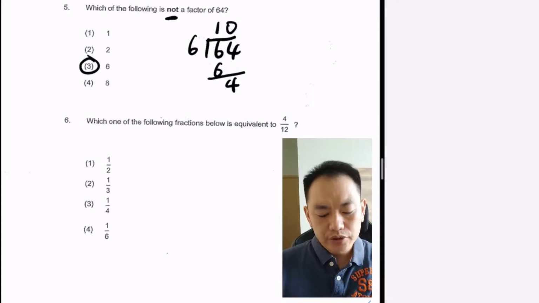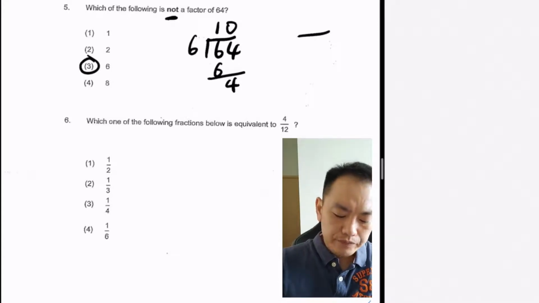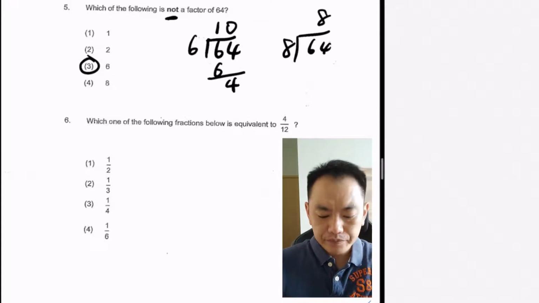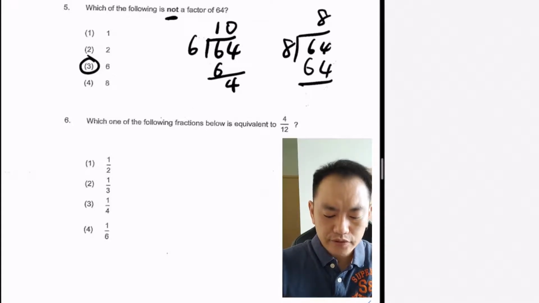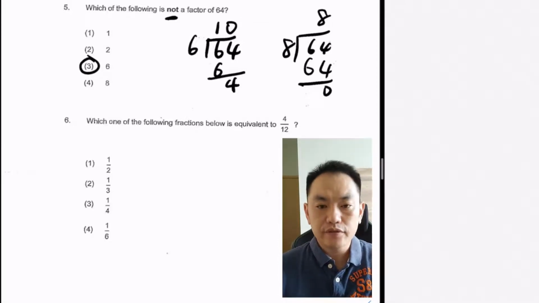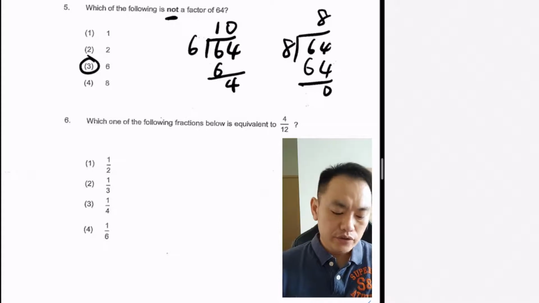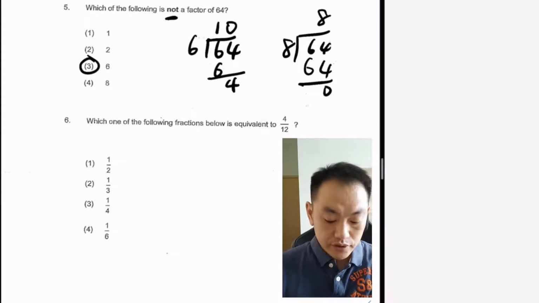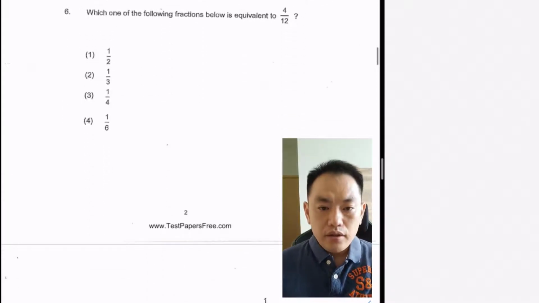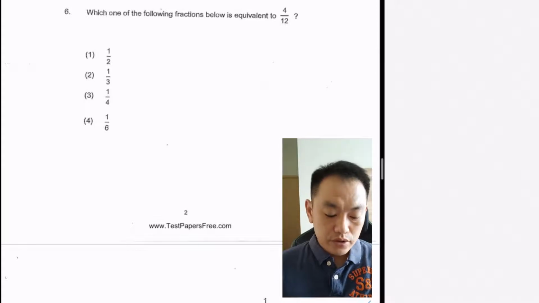How about the last option? If you take 64 divided by 8, you will get 8. 8 times 8 equals 64. There's no remainder, so that means 8 is also a factor of 64. The question is asking which of the following is not a factor of 64, so the answer is 3, which is number 6. Okay, let's move on to question 6.